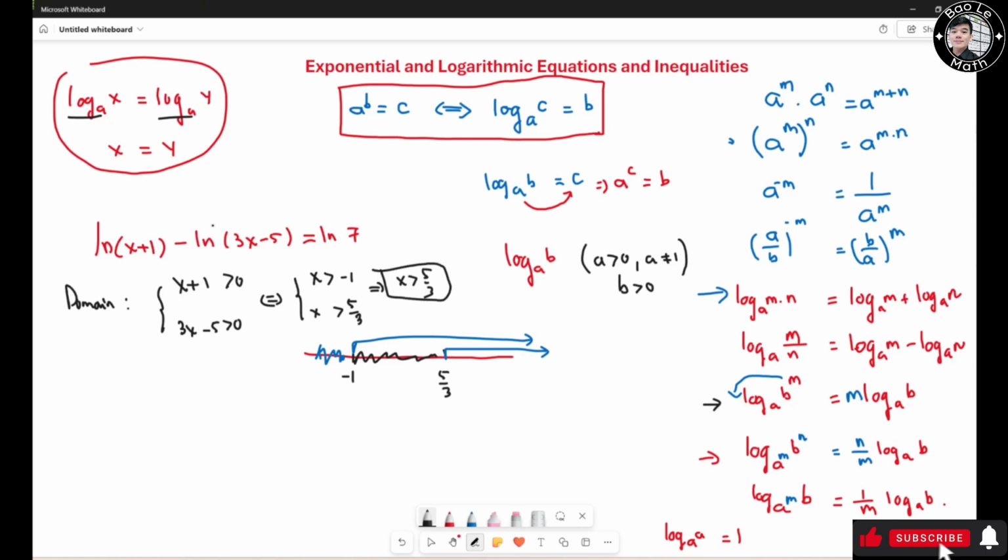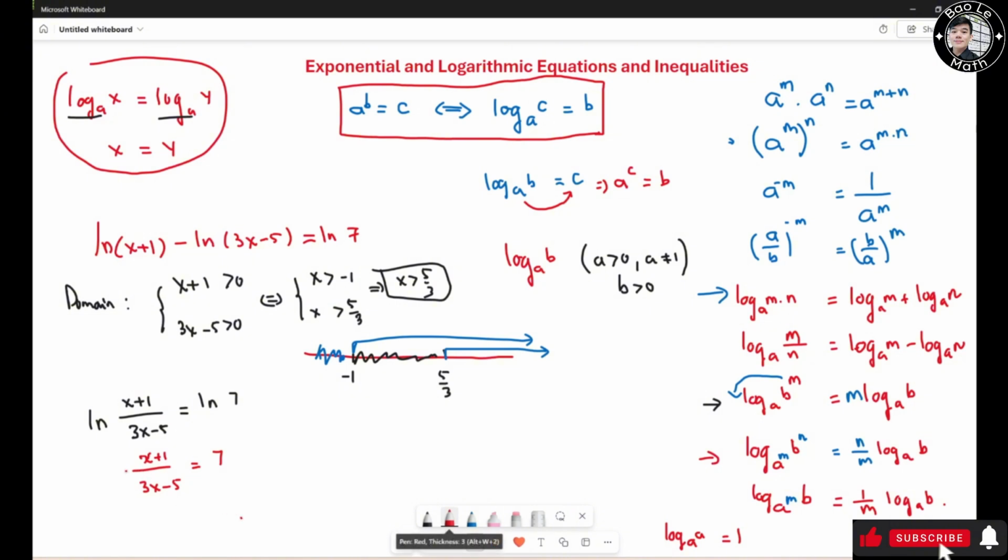Now I need to solve this one using the logarithmic property. So this subtraction turns out to be a quotient. So it's going to be natural log of (s plus 1) over (3s minus 5) equals natural log of 7. Now I just apply the formula right here. So I have (s plus 1) over (3s minus 5) equals 7.